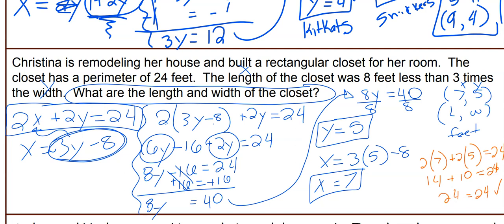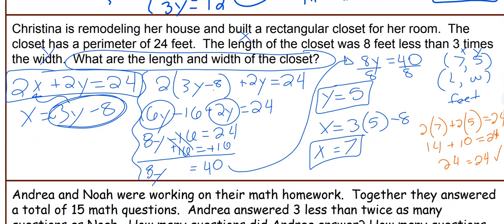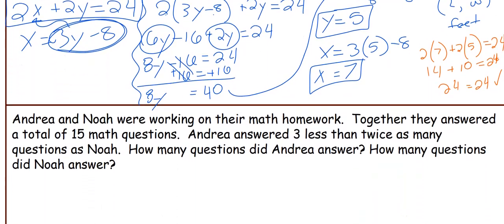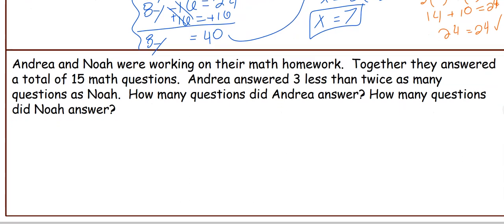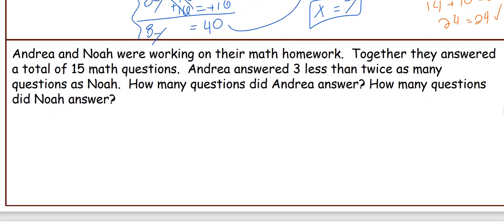All right, so we did 2 examples. Let's see how far along you can get on the third one now. If you weren't here yesterday, I'll give you the 2 equations that we derived. It's about Andrea and Noah doing math homework. Combined, they did a total of 15 questions. But when you compare them to each other, Andrea answered 3 less than twice as many as Noah. They want to know how many questions Andrea and Noah answered respectively.